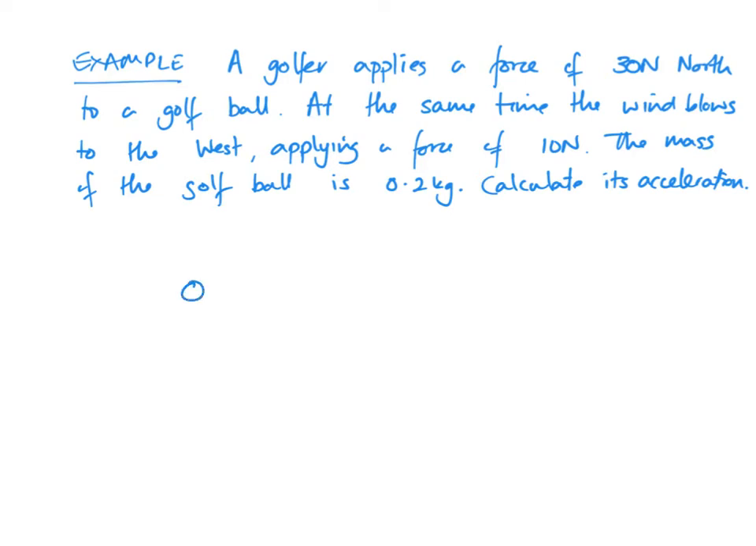So if you've got your golf ball, we know we've got 30 newtons pushing it north. I'll put a wee north line in, just so I know in my diagrams where north is. And at the same time, we've got 10 newtons pushing it west. Now, can we go ahead and get a resultant force from the diagram in the form it is just now? Why not?